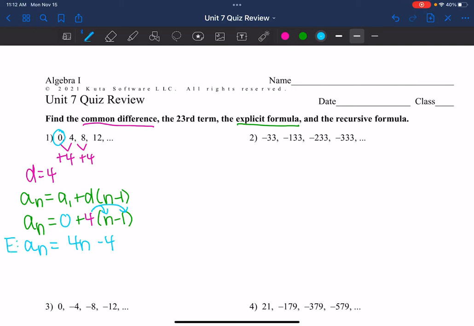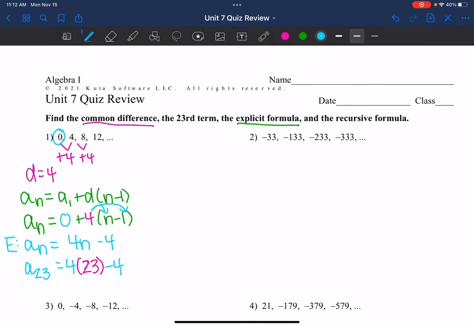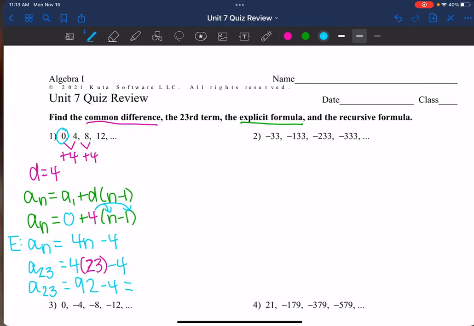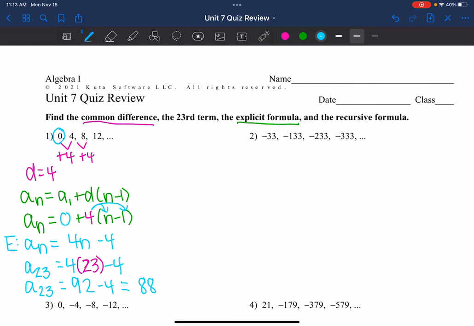Okay, to find my 23rd term, so if I'm trying to find the 23rd term, that would be a of 23 equals, and I'm just going to plug in 4 times my 23rd term minus 4. So when I go ahead and I multiply 4 times 23, I'm going to end up getting 92. So a of 23, the 23rd term, is going to be 92 minus 4, which then simplifies to be 88. So that's my 23rd term.